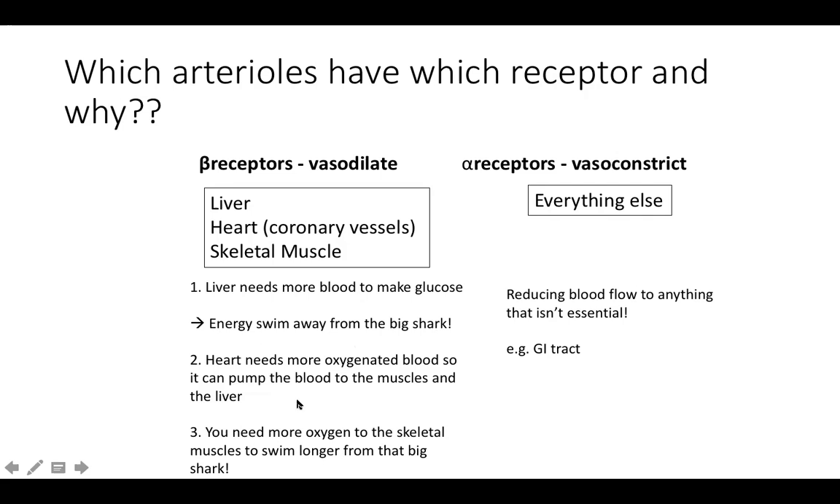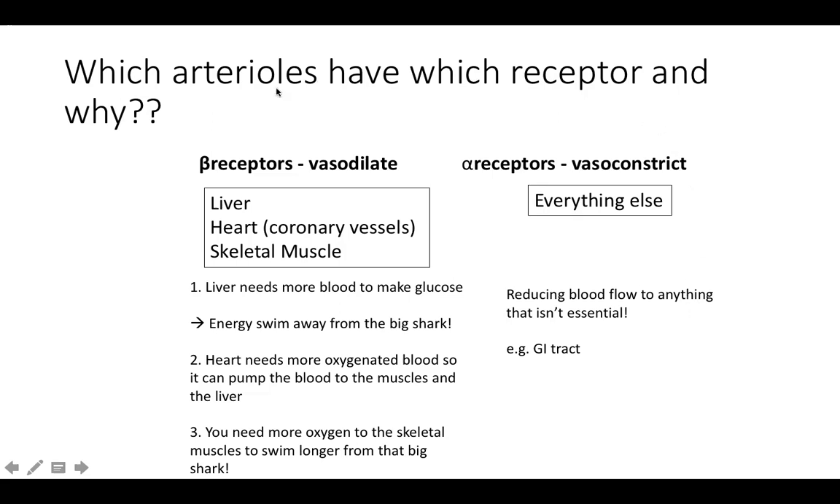Your skeletal muscles are also going to vasodilate because your skeletal muscle needs more oxygen so that you can swim for a longer period of time away from that shark. In general, everything else has alpha receptors, and it's going to cause the arterioles to vasoconstrict, and less blood is actually going to go to the tissues associated with those arterioles. So like the GI tract, you're going to reduce blood flow to anything that isn't essential.